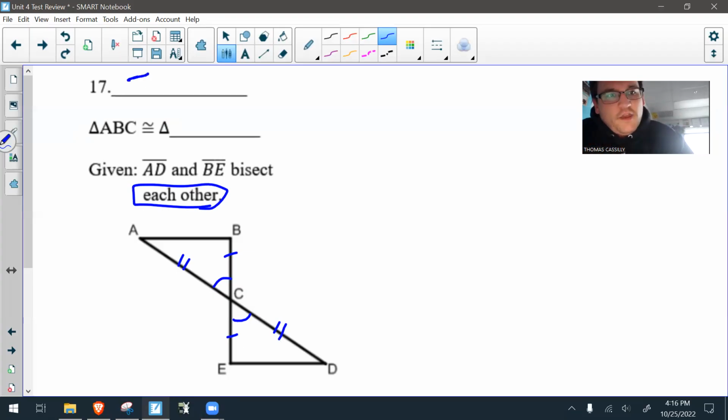So this is an SAS triangle, and then we're going ABC. That is going to be DEC.